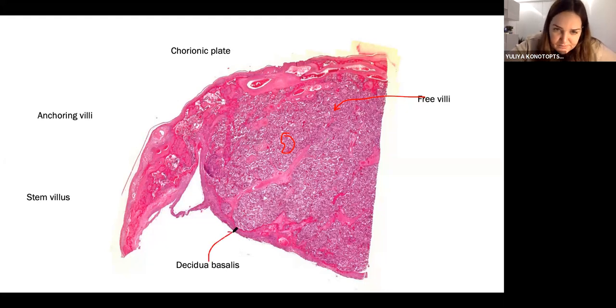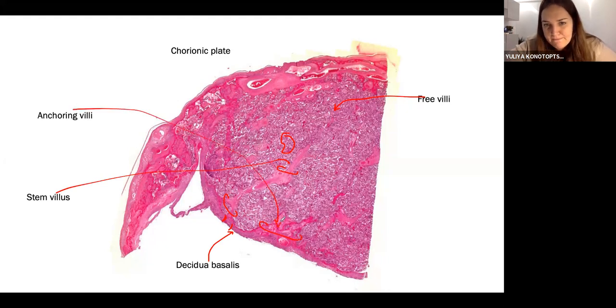Decidua basalis is here, right? So this is the decidua basalis. This is the stem villus of the tertiary, a huge one, right? Stem villus is this one. And you can see that this is the decidua basalis. So there's a part where it kind of attaches, right? Like here and this area here. So this is the anchoring villi, right? And this area right here, this is the chorionic plate.